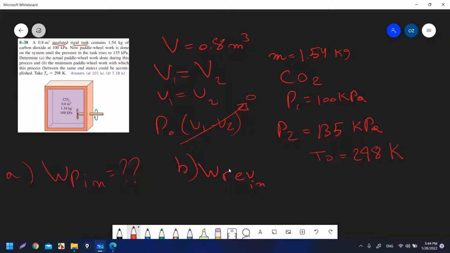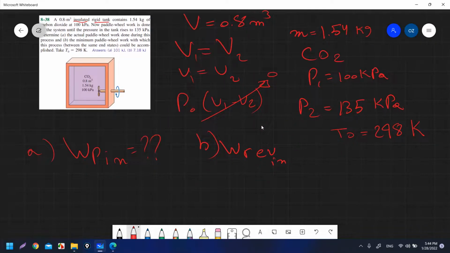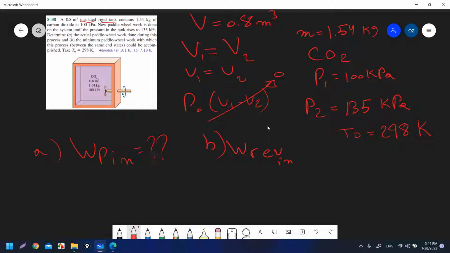So in this question, we will also assume a constant specific heat. Yes, in the next question we will have a variable specific heat. Okay, we assume it is a constant specific heat.